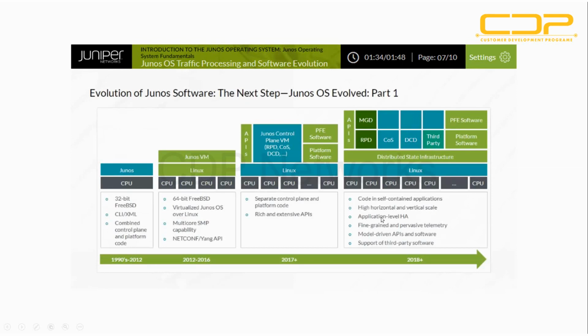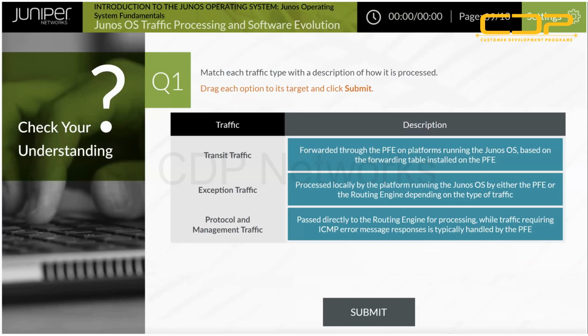Just see the last one. This is 2018 plus. Here they consider an operating system based on code in self-contained applications, high horizontal and vertical scale, application-level high availability, fine-grained and per-facility telemetry, model-driven API and software, and support of third-party software. This operating system also included AI. If you see the product line of wireless devices in Juniper, they introduced AI, they introduced machine learning.